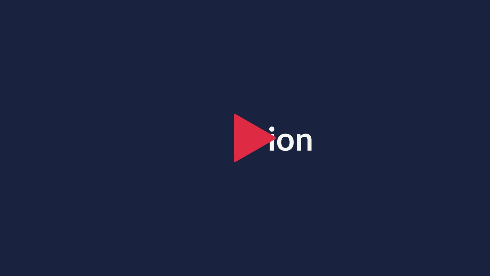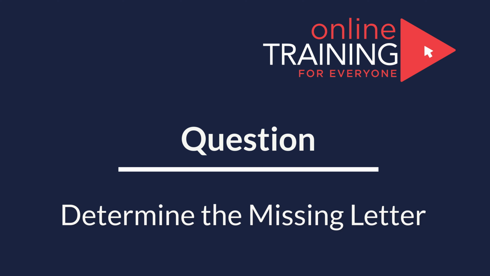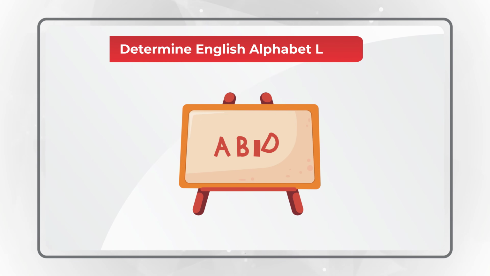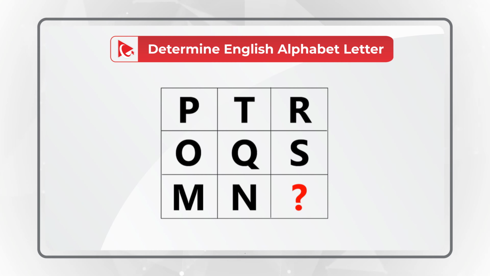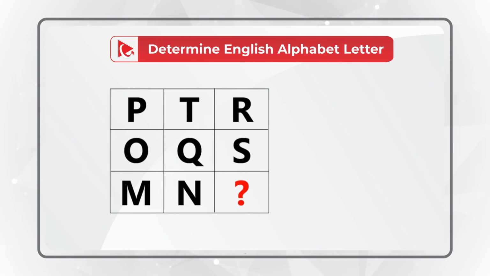Here's one of my favorite questions to test your verbal reasoning as well as your knowledge of English alphabet. You need to determine the missing letter of English alphabet to replace question mark. You're presented with 3 by 3 matrix, and this matrix has letters P, T, R, O, Q, S, M, N, and then the missing letter, which you need to select from one of 4 possible choices.